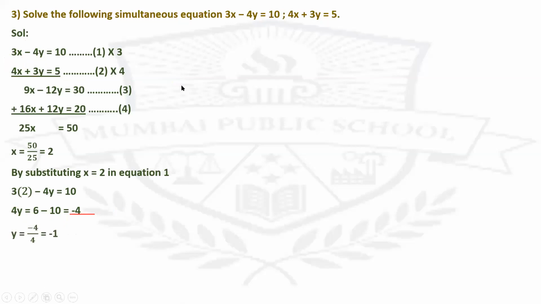So y equals what? y is minus 4 upon 4, which is equal to minus 1. So you've got the value of x with you, you've got the value of y with you. Therefore, x comma y equals 2 comma minus 1. Okay, very simple.